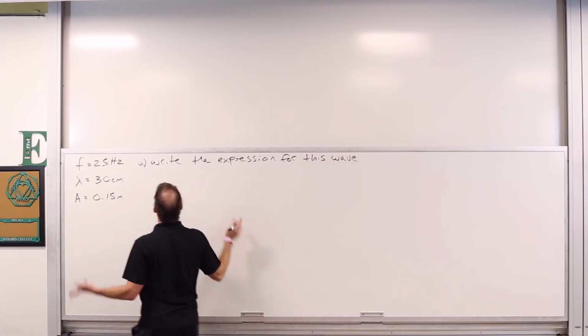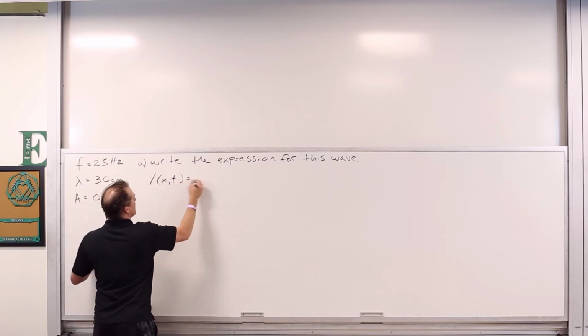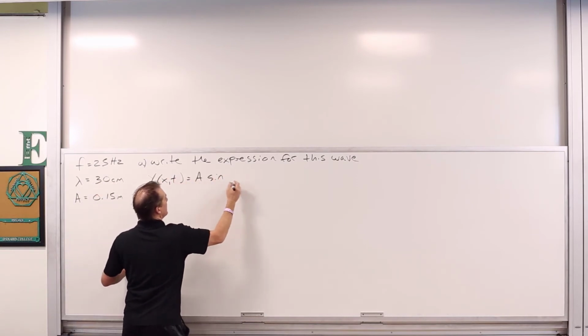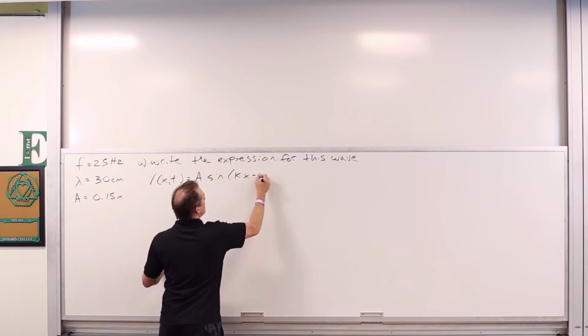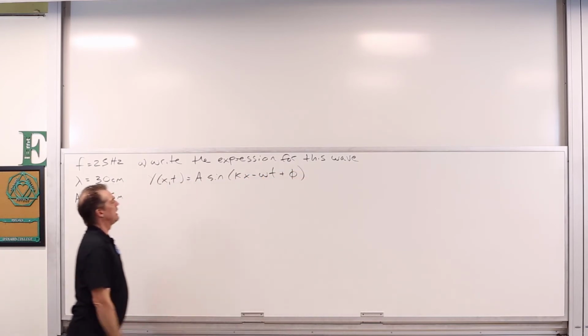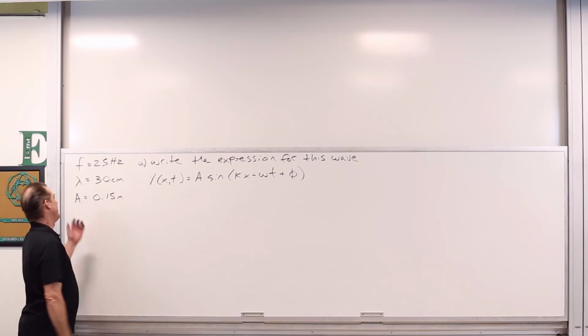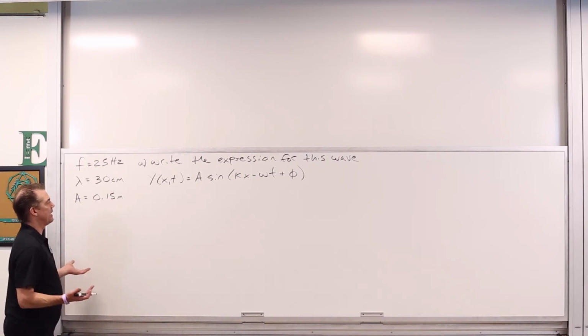The expression for this wave. Well, what do we have for the expression? We know that y of x and t is equal to A times the sine of kx minus omega t plus phi. Now, we're not given any information in terms of a phase constant, but we do have the ability to find A, k, and omega. A is already given. What about k and omega?